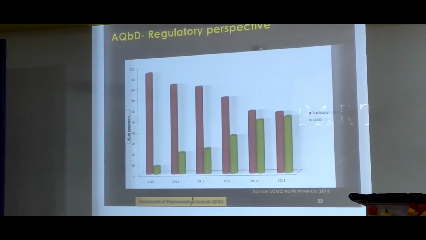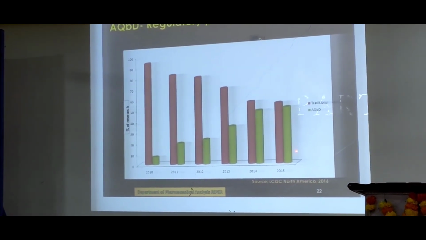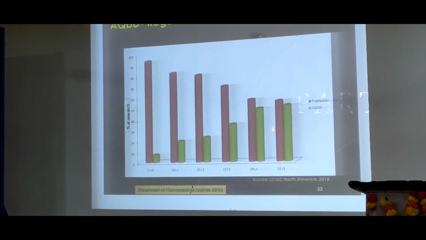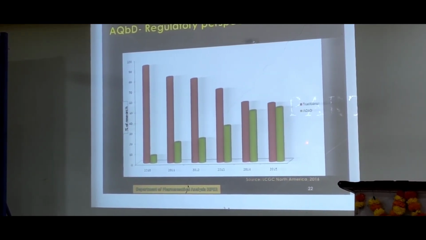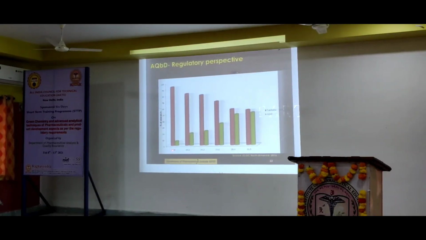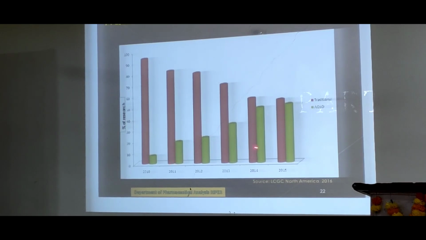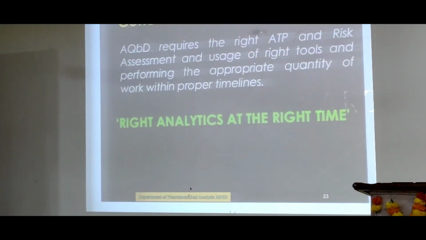So of course, the AQbD regulatory perspective is going on increasing. If you see, in 2020 the normal approach decreased and the green line increases. In 2010 very few companies were using AQbD, but nowadays it is almost equal, and in 2020 it is greater than the normal approach.